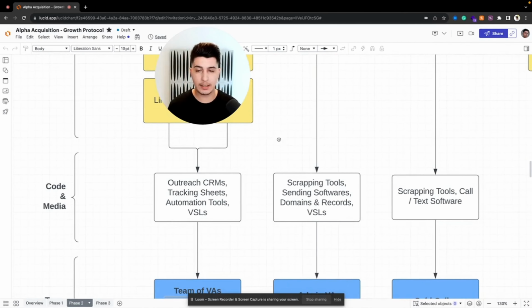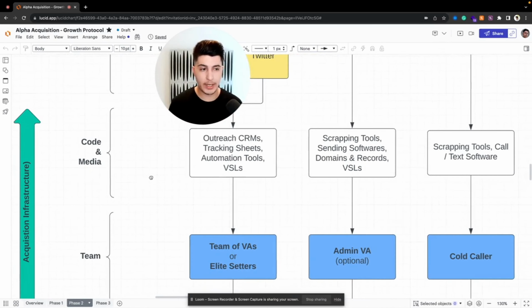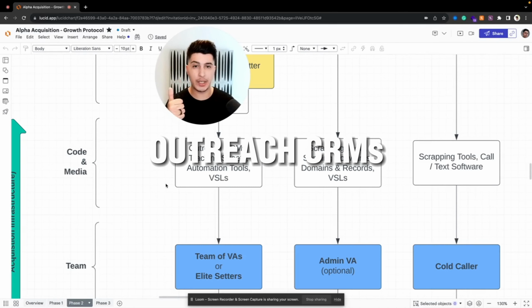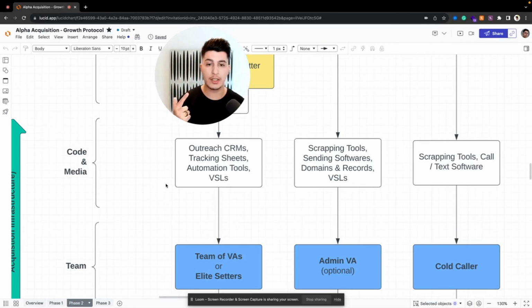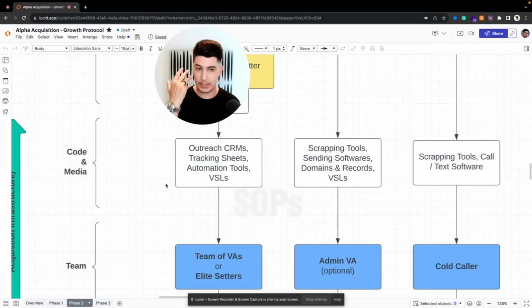So let's dive into the part of the infrastructure, which is where AlphaTrend.io specializes in, which is building the whole structure when it comes to code, media, and team. First off, for social media outreach, you will need outreach CRMs. You'll need tracking sheets. You will need automation tools. You will need VSL frameworks, and of course SOPs.